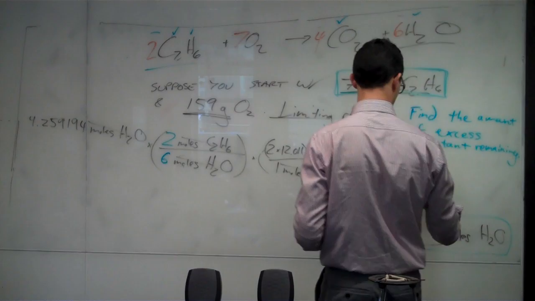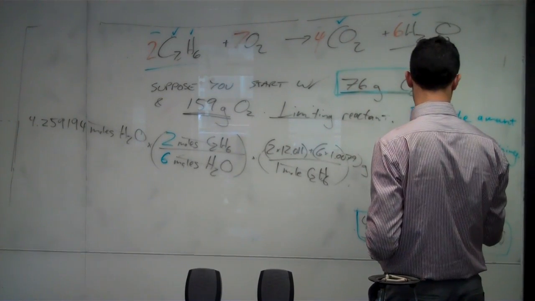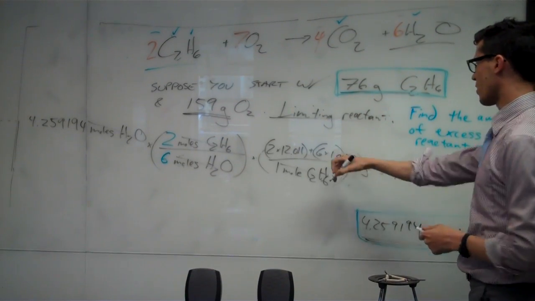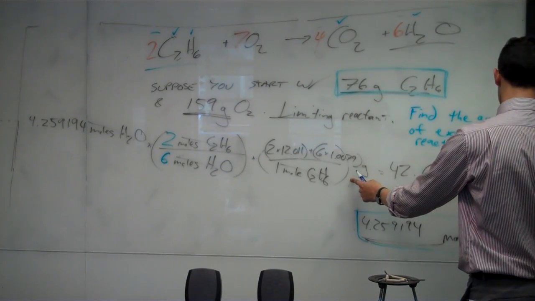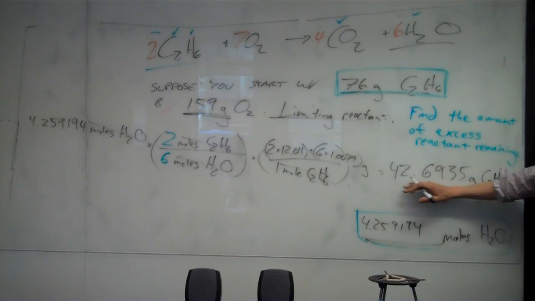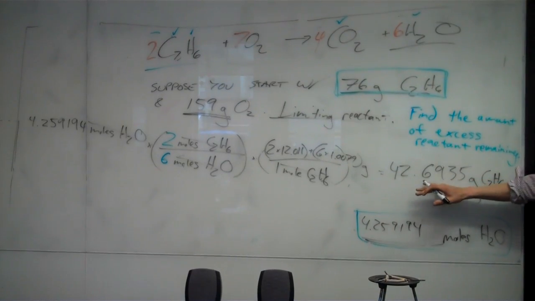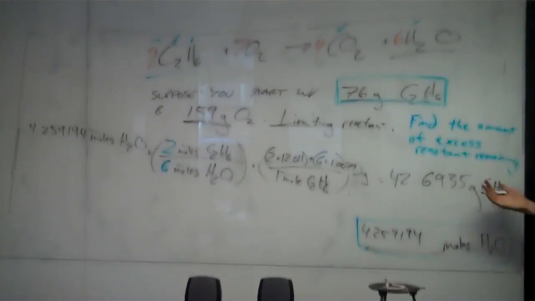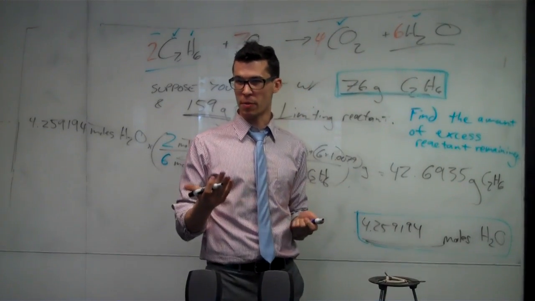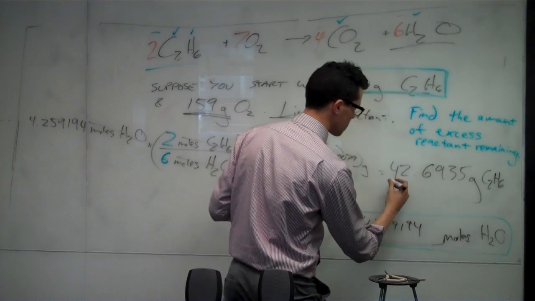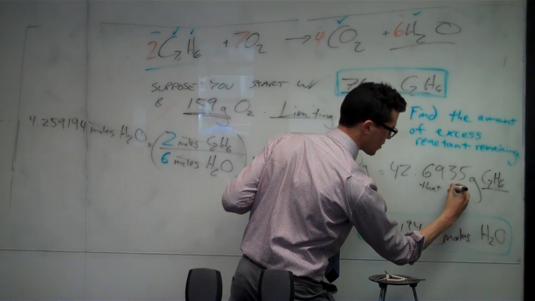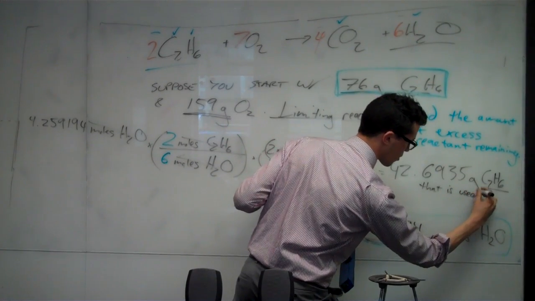42.6903. 6935 grams. So this is grams of, what is this? Grams of C2H6. Now this amount right here might be a little bit weird. What does this even mean? This is the amount of grams that have been used in the experiment. So this is the amount that has been used up. This is C2H6 that is used.